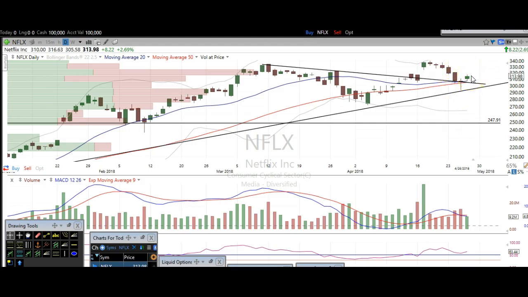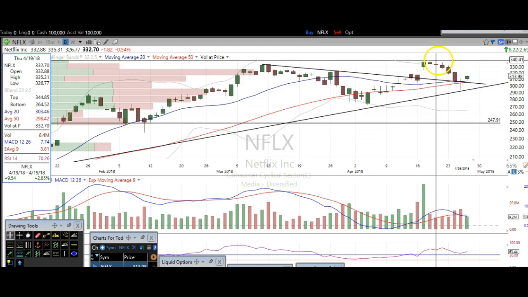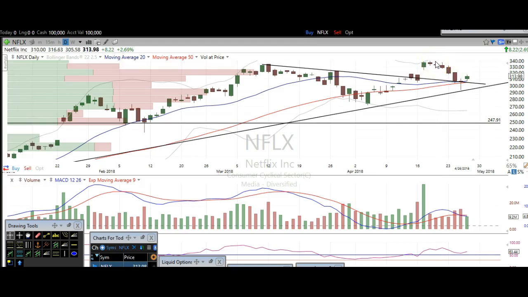Usually when that happens, when you have a confluence of moving averages and trend lines and supports, that usually works in your favor. So I definitely think that we can continue to get bounces here on Netflix for higher prices. Short-term target is up here near these highs, 338, 339. The next one that we're going to take a look at is Amazon.